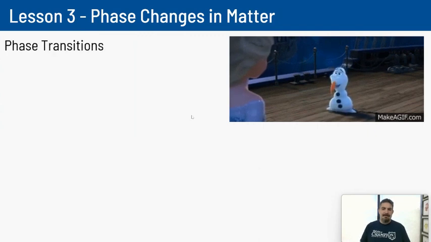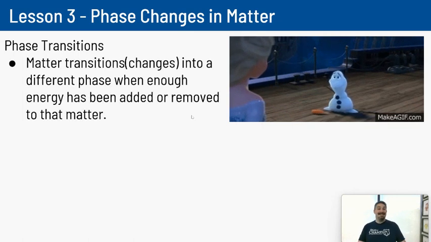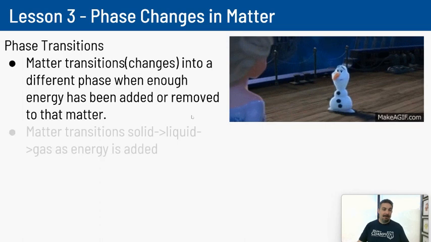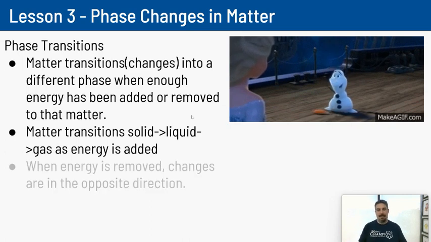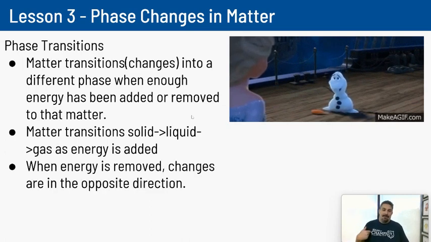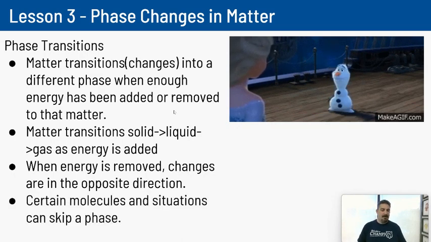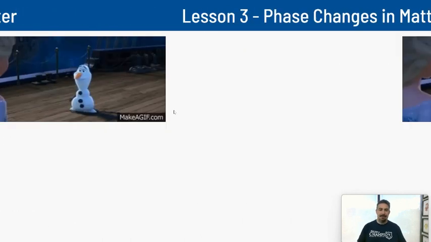Okay. Now let's talk about phase transitions, like our friend Olaf here. So matter transitions, or changes, into a different phase when enough energy is added or removed from that matter. And matter transitions from solid to liquid to gas as we add energy. When we remove energy, the changes are in the opposite direction. Now, certain molecules or situations skip a phase. They go from solid to gas or from gas to solid.